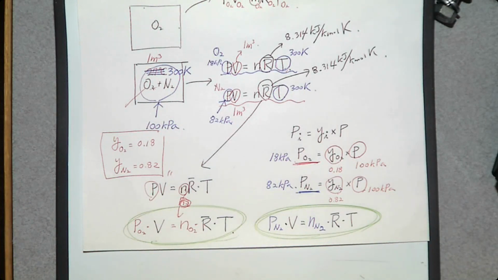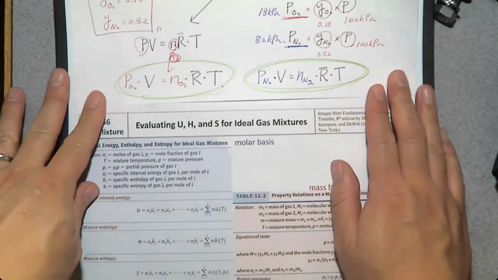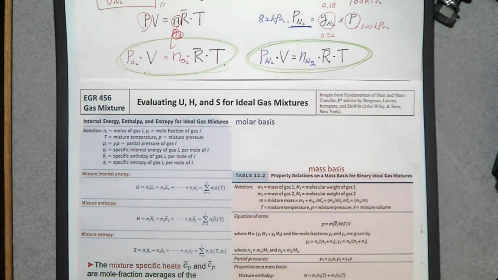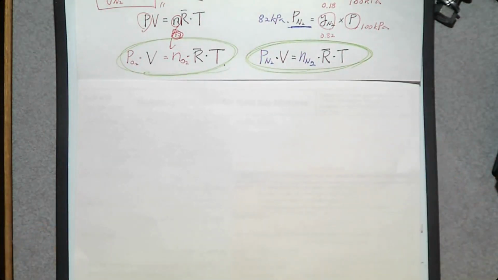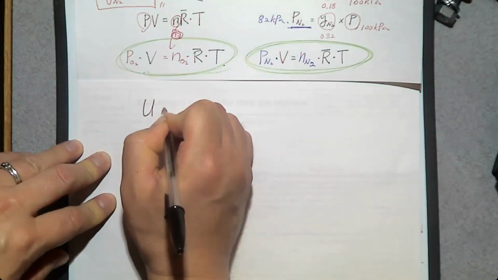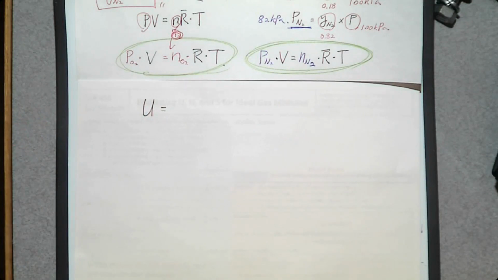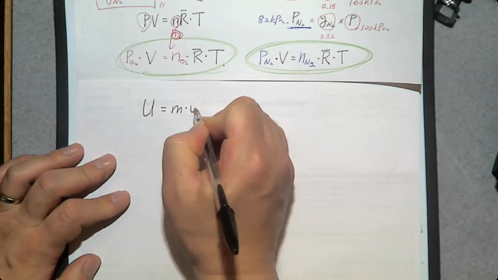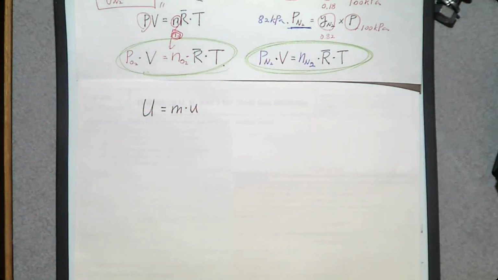Then one more slide before we solve a practice problem together about this conversion between mass and the number of moles. How can we evaluate the total internal energy U, enthalpy H, and entropy S? In thermodynamics 1, we studied a single gas system. So if you want to determine, let's say, the internal energy U, how do you determine this U? Mass times specific internal energy u. That's what we did in thermodynamics 1.